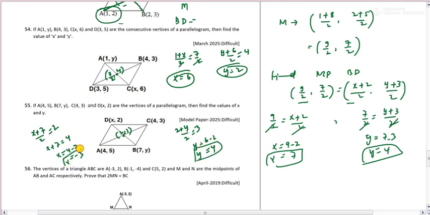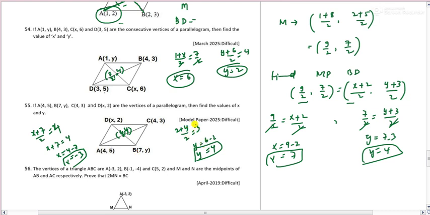Sir, the midpoint will not be 2 comma 2, I guess. Because 4 plus 4 is 8 divided by 2 is 4. 4, 4, right? Yeah, it is 4 comma 4. Very good. So this is 4 comma 4.